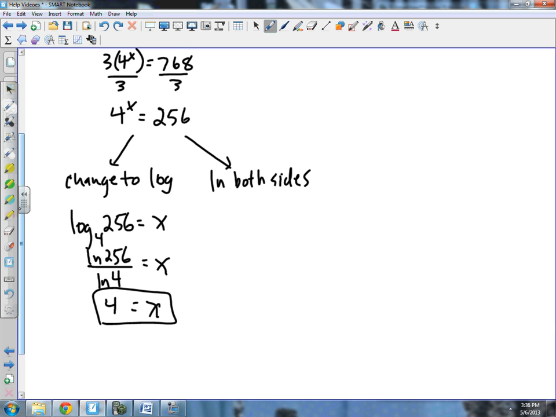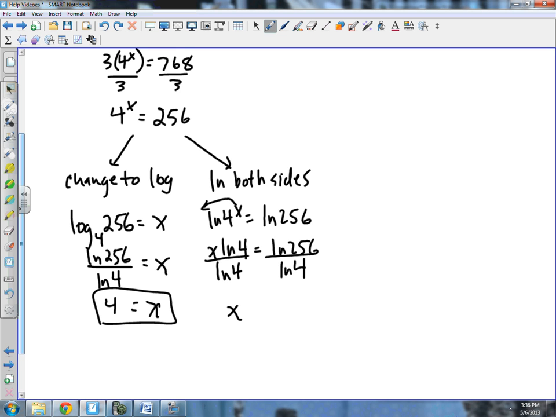Okay, when I do that, I take ln of both sides: ln of 4 to the x equals ln of 256. This x, by the power property of exponents, comes out front. So it's x ln 4 equals ln 256, and then divide by ln of 4. What you notice is x equals ln 256 divided by ln 4, which is 4 either way. So no matter how you do it, you should get x to be 4.